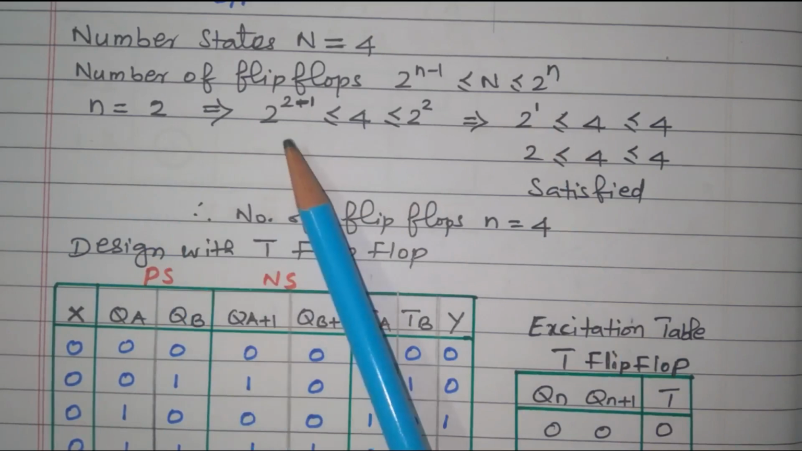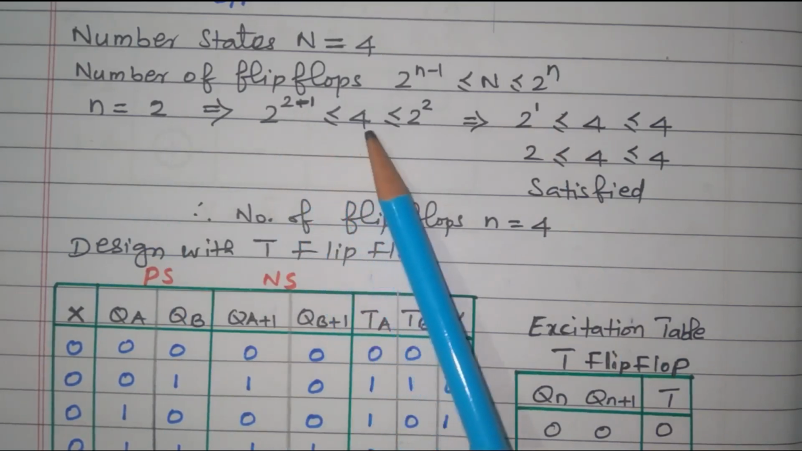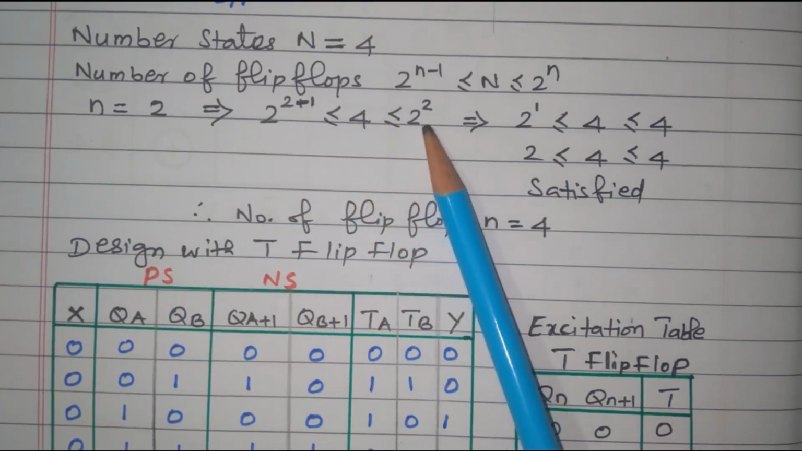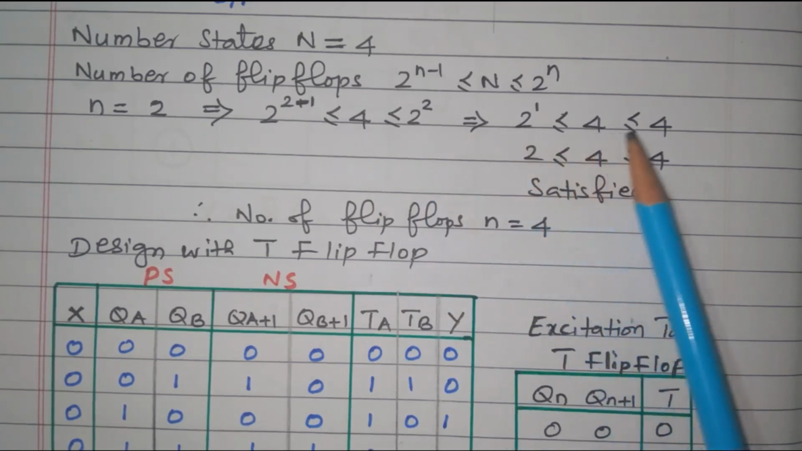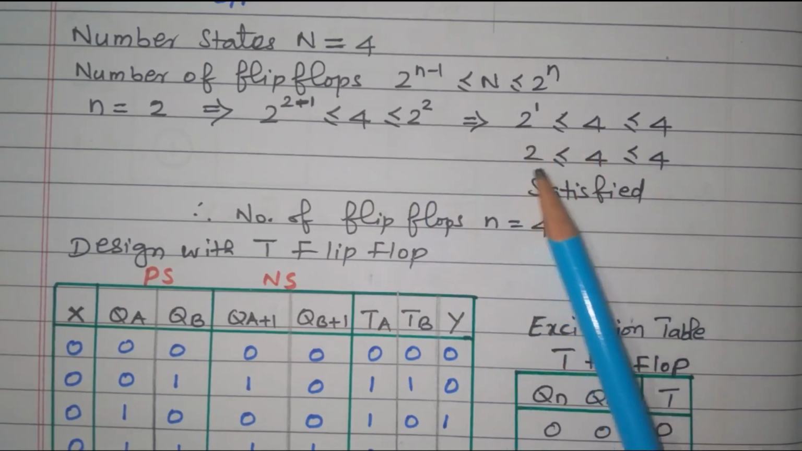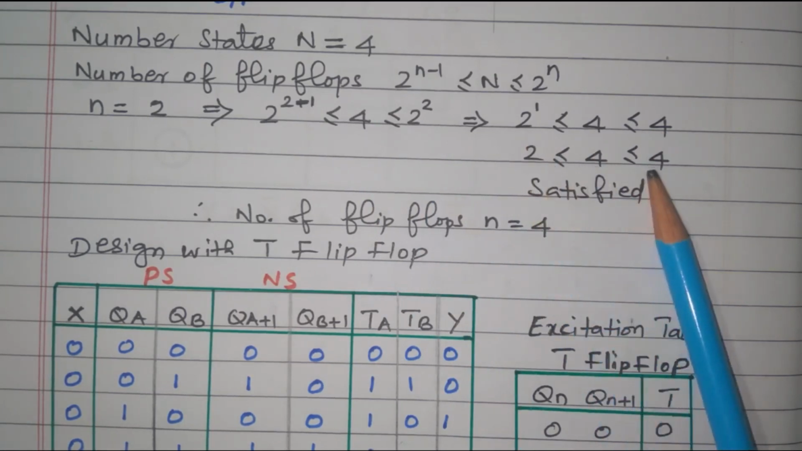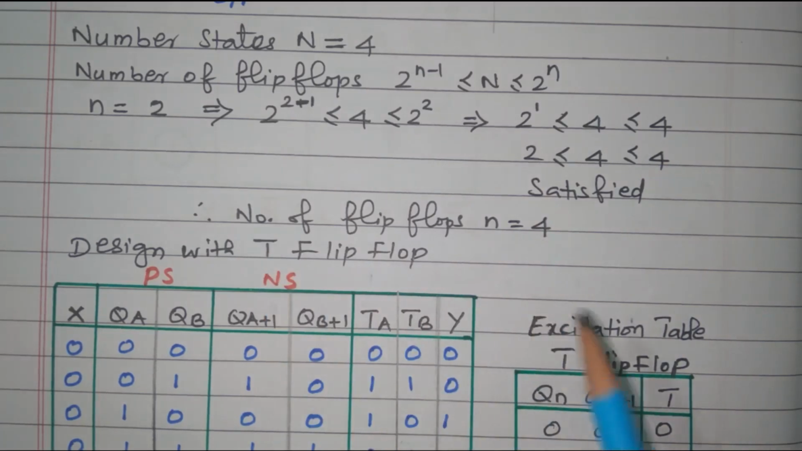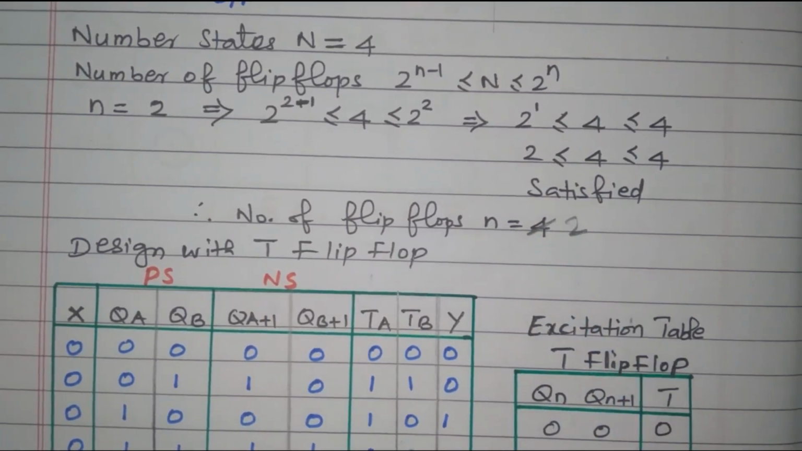If you substitute n equal to 2, 2 to the power 2 minus 1 is less than or equal to 4, the number of states, which is less than or equal to 2 to the power 2. So, 2 to the power 1 is less than or equal to 4, less than or equal to 4. So, 2 is less than or equal to 4, less than or equal to 4. This condition is satisfied. The number of flip-flops n is not 4, it is 2. Number of flip-flops equal to 2, right?